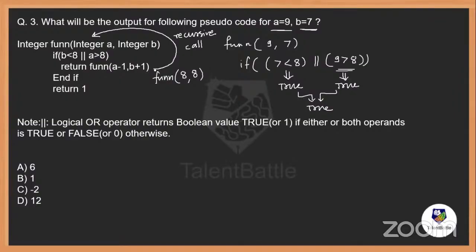There is no intermediate result. If there is some intermediate result, we have to maintain that result in the stack memory. But as per the provided pseudocode, there is no intermediate result. So we will directly pass control to the function with parameter 8 and 8.